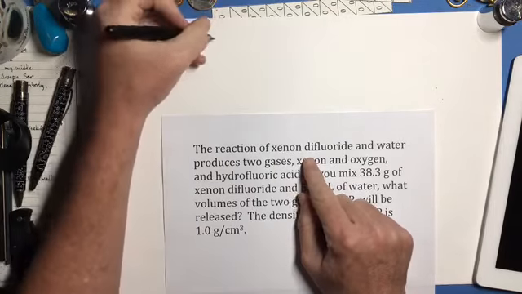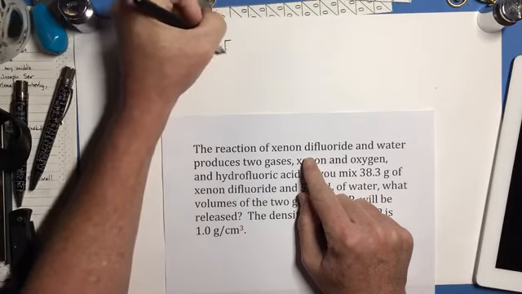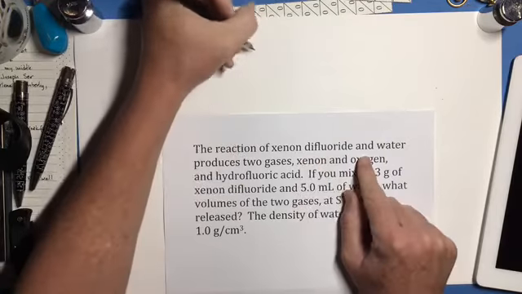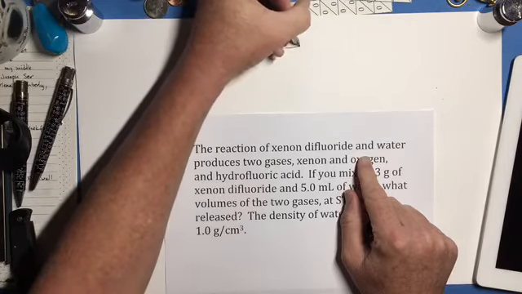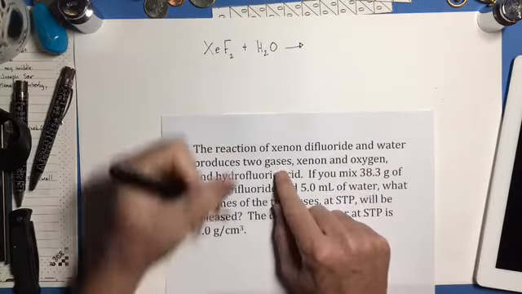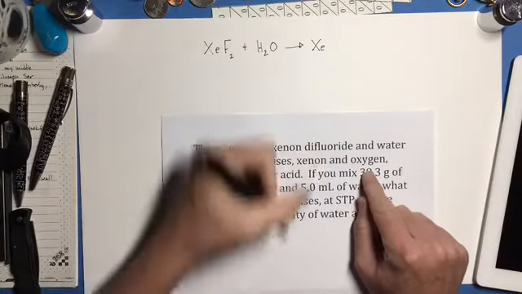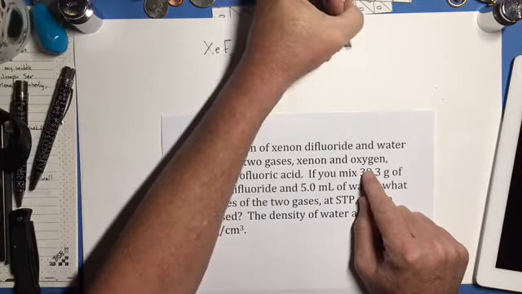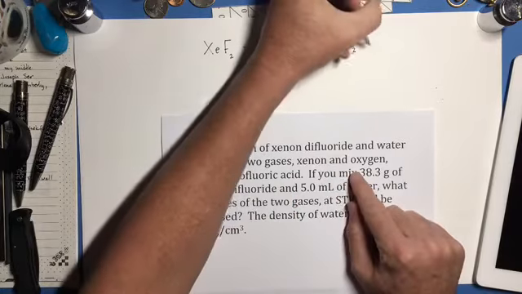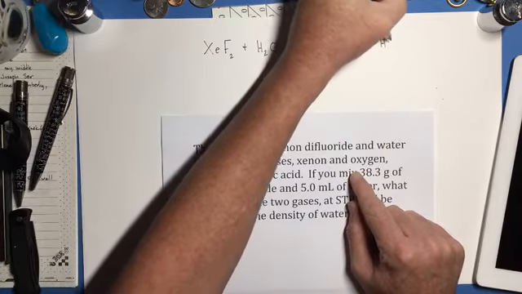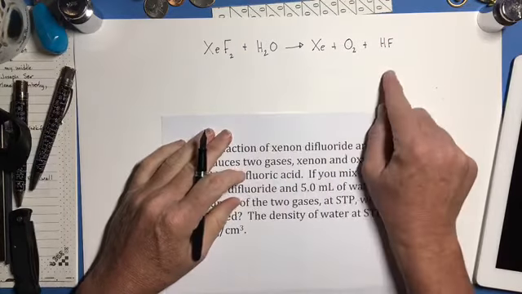Xenon difluoride, XeF2, plus water, H2O, yields two gases, xenon and oxygen. So xenon, Xe, oxygen. Recall that oxygen is diatomic, so it is O2, and hydrofluoric acid. That is just the simple binary acid, hydrogen and fluorine. There we go. Now, if I'm balanced, we're good to go.